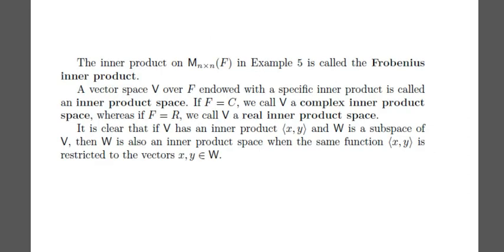Now this inner product is called the Frobenius inner product. A vector space V over a field F with a specific inner product is called an inner product space. If that field is C, we call V a complex inner product space, and if the field is R, real numbers, then we call V a real inner product space. Also, if V has an inner product x comma y and W is a subspace of V, then W is also an inner product space when the same function x comma y is restricted to the vectors x, y from W.